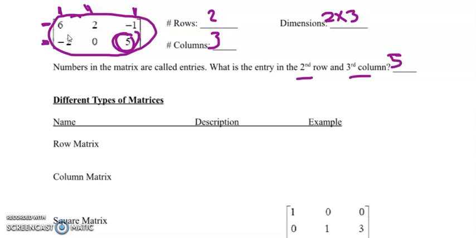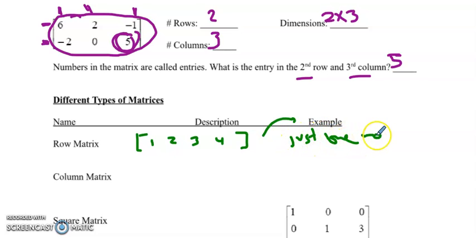Okay, so there are different types of matrices. A row matrix will be a matrix that is all the elements in just one row. And I'm going to give you an example, say 1, 2, 3, 4. That is a row matrix, and the description is just one row. Sorry for the handwriting here on my mouse.